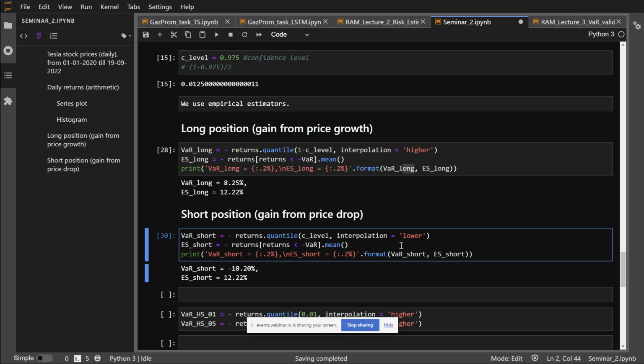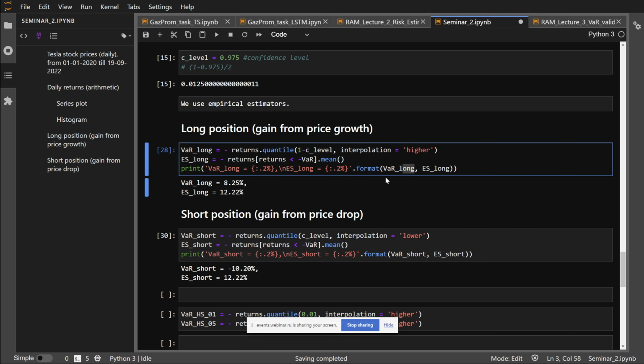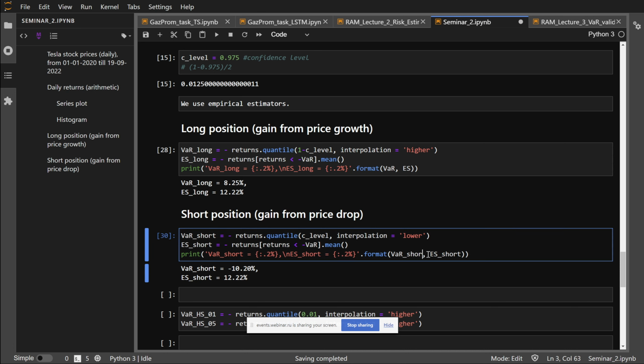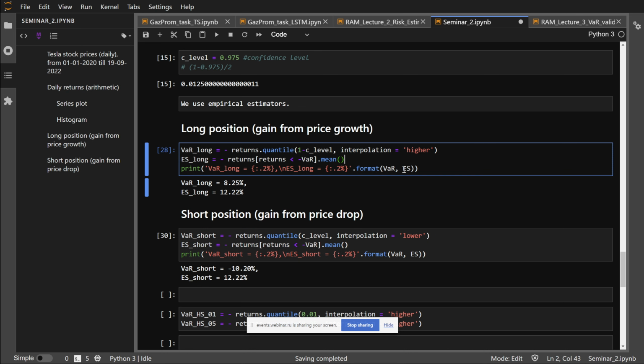Something went wrong. Something about this format. It should not include my variables, right? It's just VaR and ES. Yeah. Could you please look at the chat?